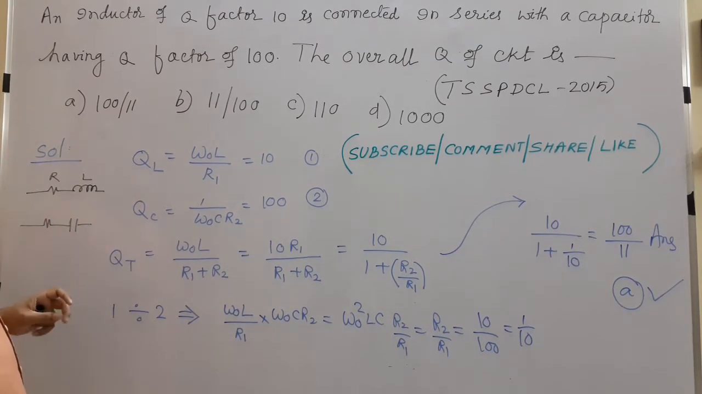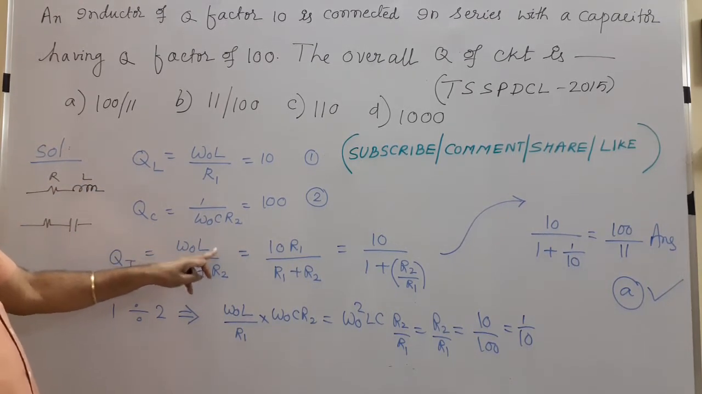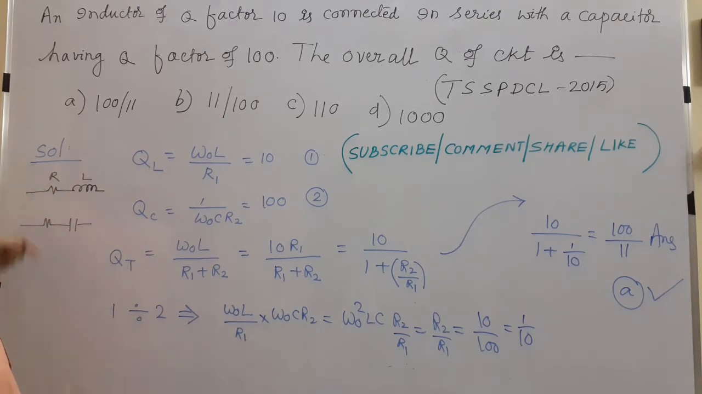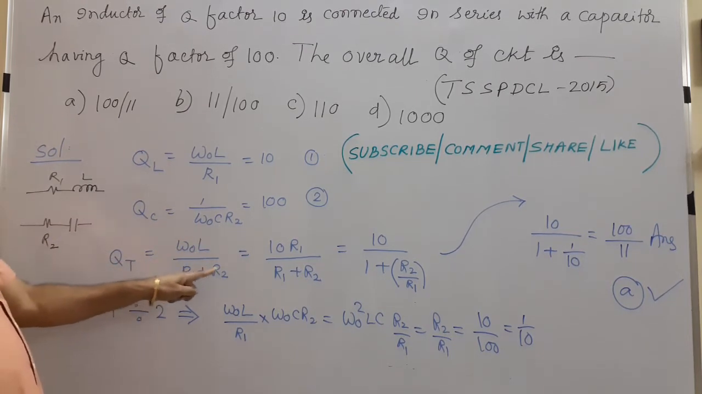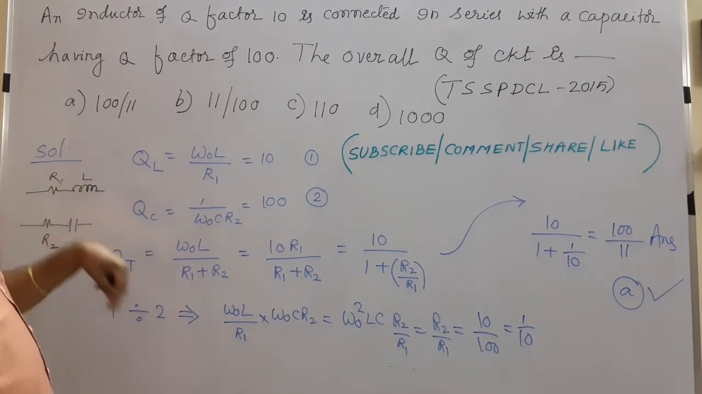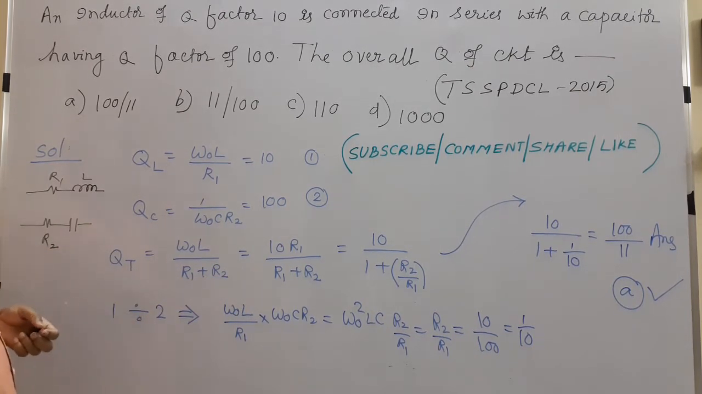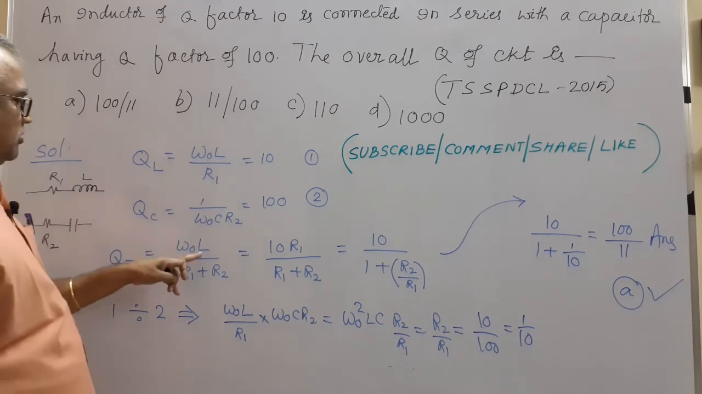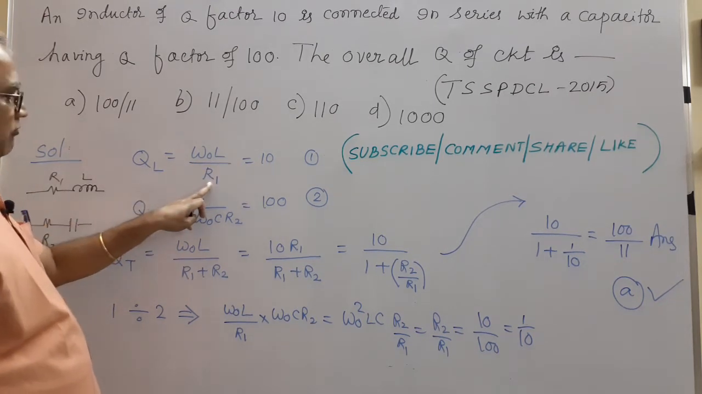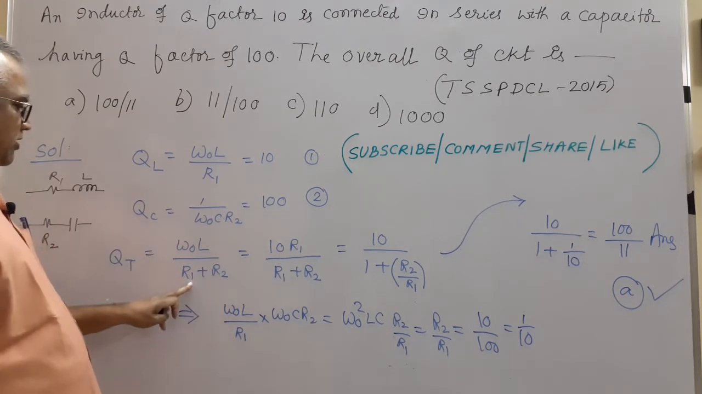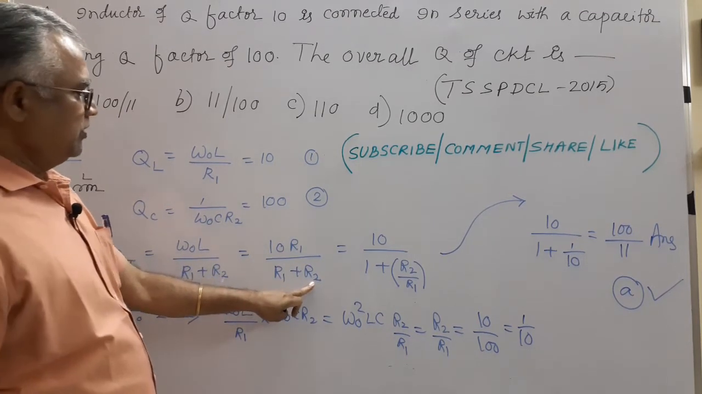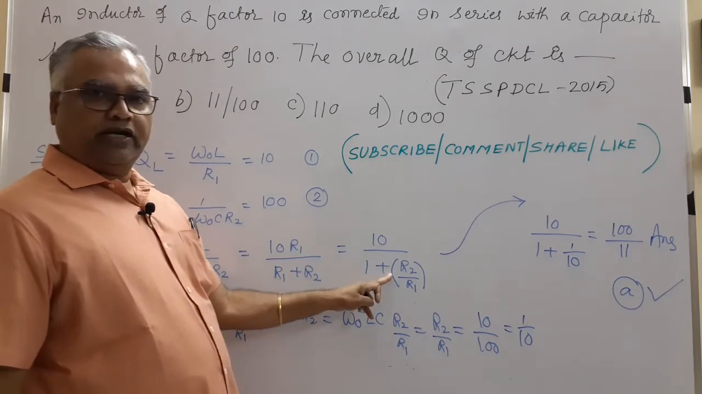So if you connect both in series, the overall series quality factor is omega naught L by (R1 plus R2), where this is R1 and this is R2. I can use omega naught L by (R1 plus R2), or 1 by omega naught C into (R1 plus R2). Any one of the formulas we can use. So in this, omega naught L is what? 10 into R1. So 10 R1 by (R1 plus R2), and take R1 common, you will get this.